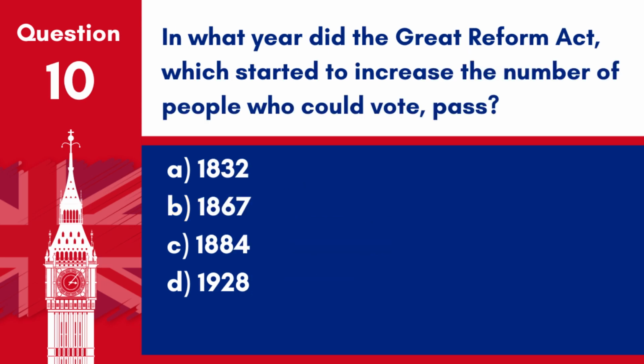Question 10. In what year did the Great Reform Act, which started to increase the number of people who could vote, pass? A. 1832. B. 1867. C. 1884. D. 1928.